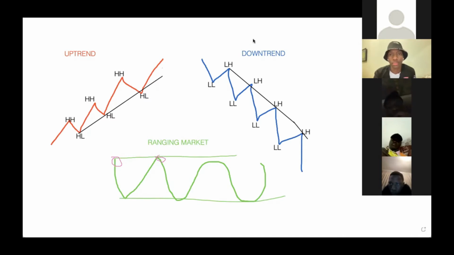Forgive me, guys, my drawing is not the best, but let's just say this went all the way up like that, right? Then our entry point will be on the third touch over here of the resistance zone, but I'll get into that when we're looking at the actual charts, right?